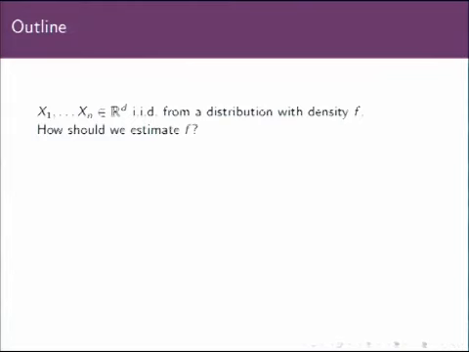Okay, so the basic problem I'm going to be talking about today is a very simple one and quite a fundamental one. So we assume we have IID observations taking values in R^d or some subset of R^d from some distribution that's assumed to have a density, and we're thinking about how we should estimate the density. So there are all sorts of applications, all sorts of things this could be used for: exploratory data analysis, clustering, functional estimation. I'm going to be talking about a particular framework for doing this.